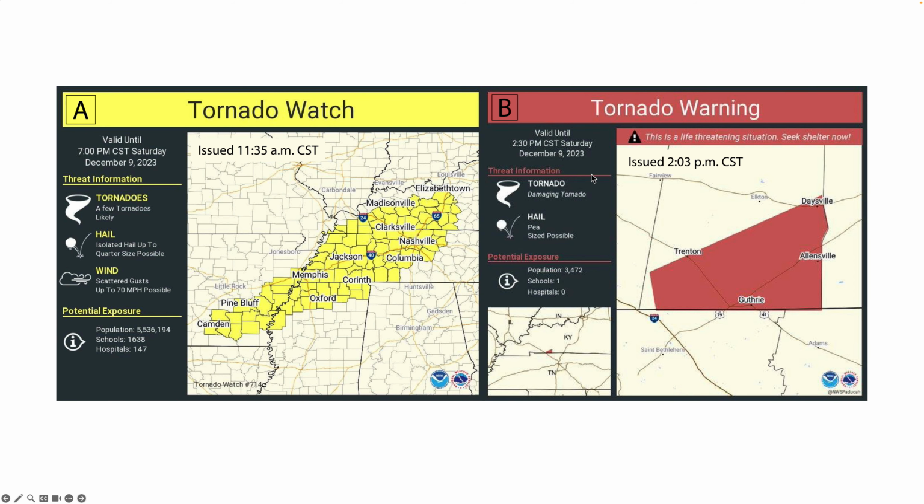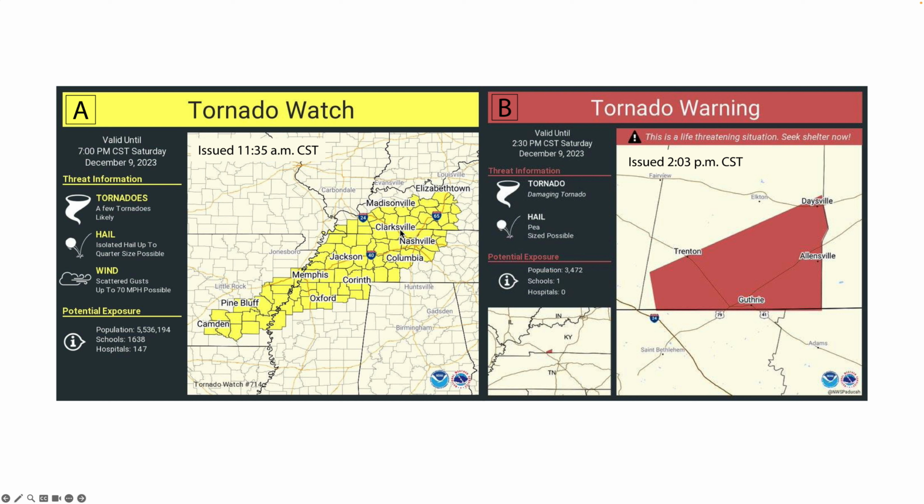Now this is the last slide in the investigation. I just want to show you the watch that was actually issued by the Storm Prediction Center that was part of what we saw on this day, the 9th of December. So this was issued at 11:35 in the morning Central Standard Time. The actual tornado, which again I'm going to try and find, here's Clarksville. I believe the tornado occurred right about where my cursor is.